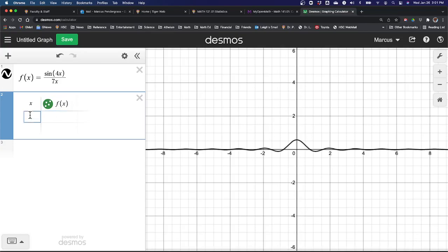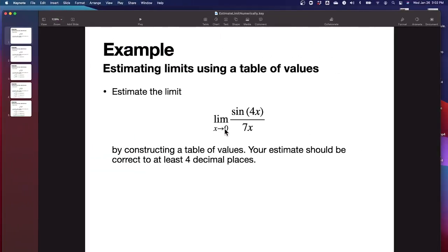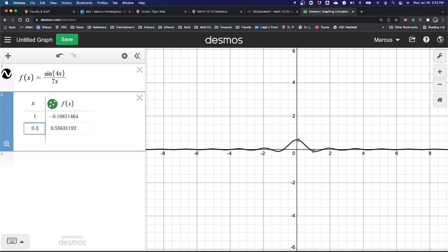Now we can put in an x value here, like x equal 1, and immediately we see the f of x value. It's minus 0.10811. So what we want to do here to evaluate this limit is let that x value approach 0 and see if the corresponding f of x values approach any definite number. So I'm going to do that here. We started at 1. I'll take 0.1 as my next value, right? Because that's closer to 0. And I see a different f of x value. Now it's 0.5563 or so.